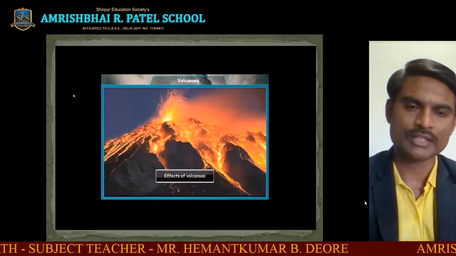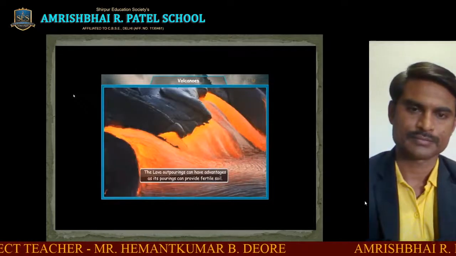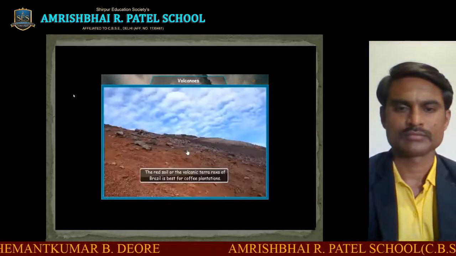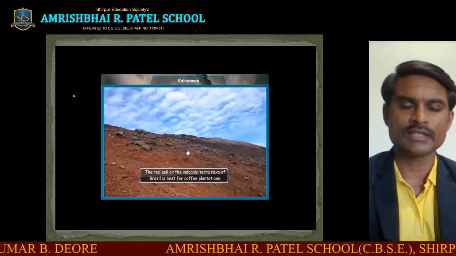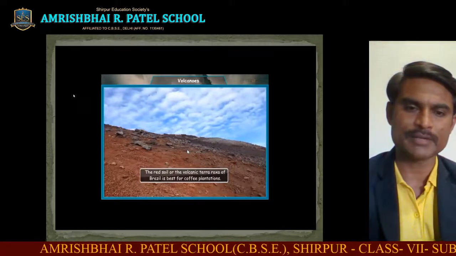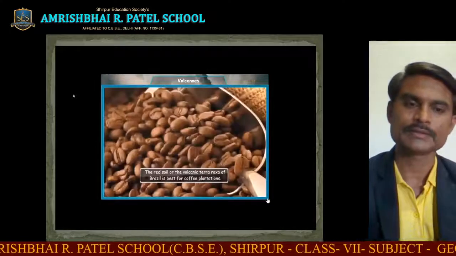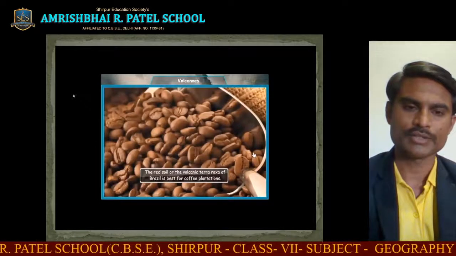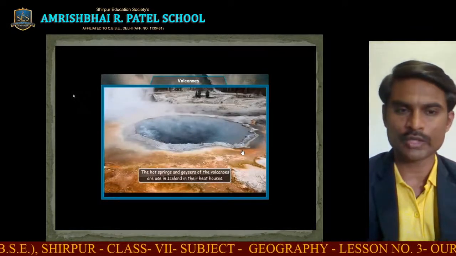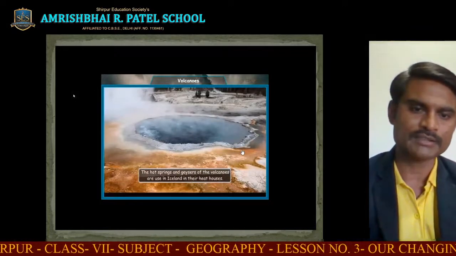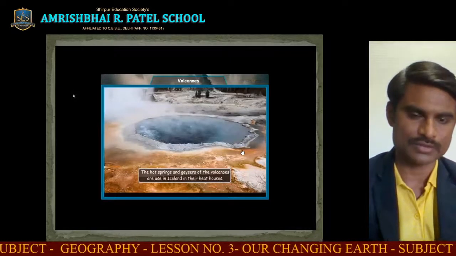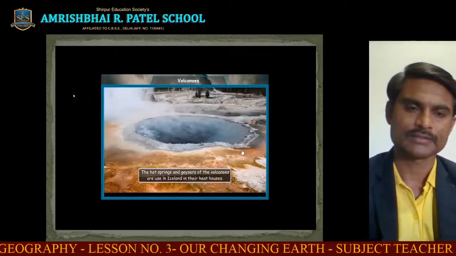Effects of volcanoes. What are the effects of volcanoes? Lava outpourings can have advantages, as they can provide fertile soil. The red volcanic soil, or terra roxa, of Brazil is the best for coffee plantations. Due to volcanoes, hot springs and geysers also form. The hot springs and geysers of the volcanoes are used in Iceland to heat houses.